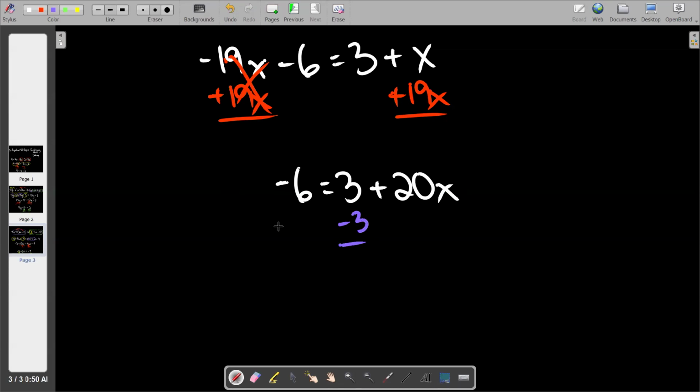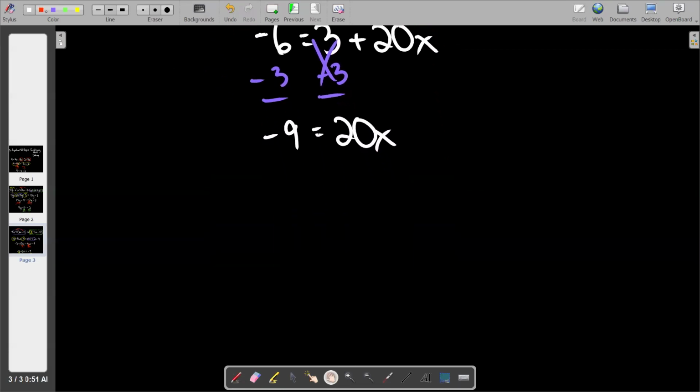Subtract 3 from both sides. -6 minus 3. Last step. What are we going to get? Yeah, it is what it is. It's a fraction, and it's a butt ugly fraction to boot. But it is just what it is.